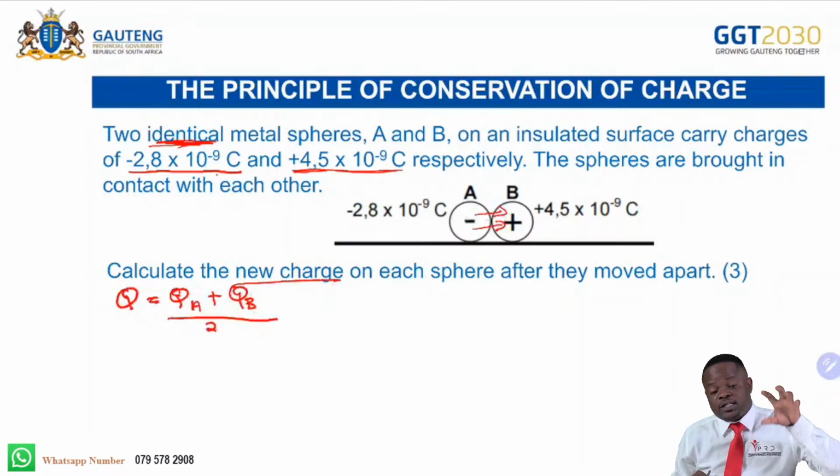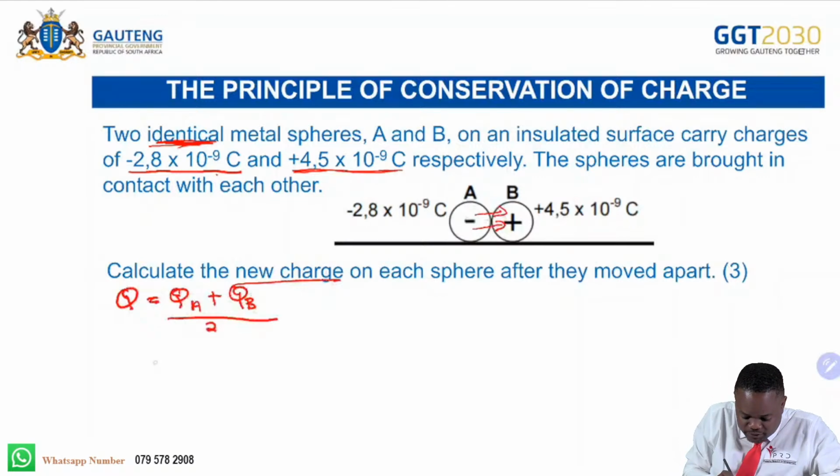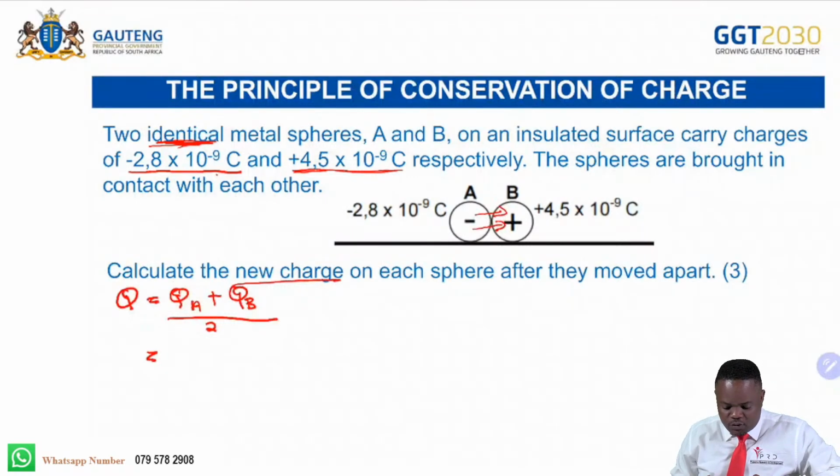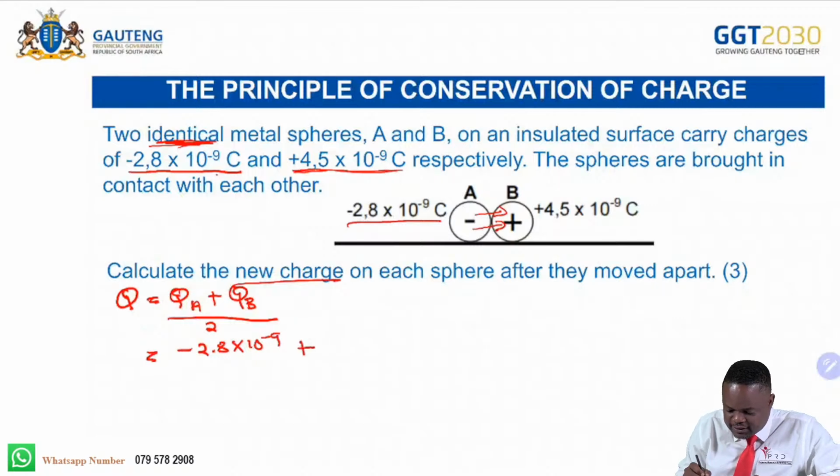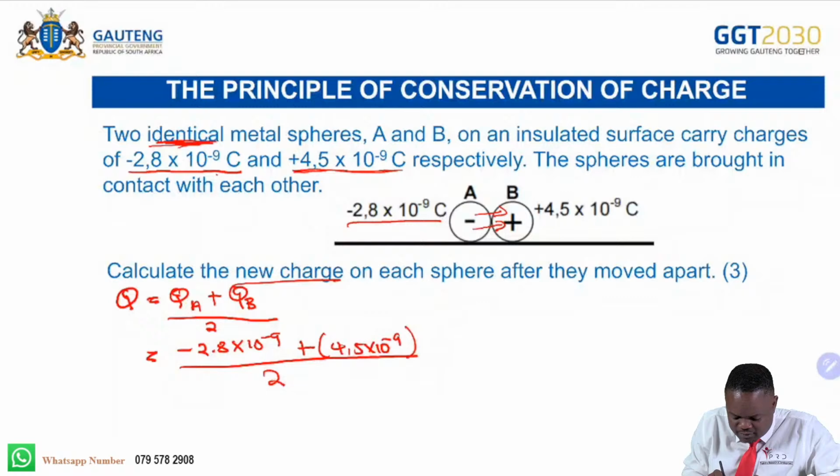That will be the new charge on each sphere. All right, so let's substitute there. What is our QA? That is the charge on our A. Negative 2,8 multiplied by 10 to the power negative 9. We're adding what? 4,5 times 10 to the power negative 9. And then dividing that by 2.